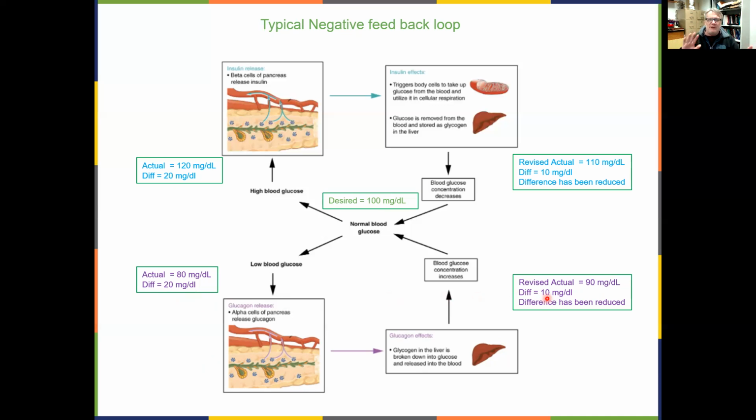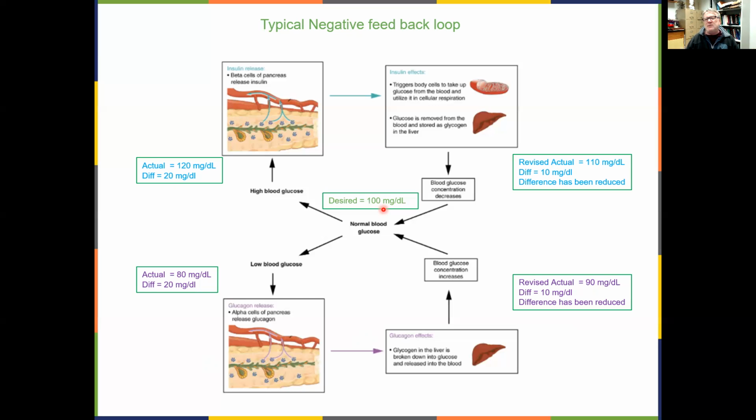So don't think about either one as being positive or negative. They're both negative, okay? Because we're making the difference smaller and smaller and smaller until eventually, as the liver continues to convert glycogen back into glucose, we're going to come back up to the desired 100 milligrams per deciliter. So a healthy pancreas is able to maintain a very stable level of blood glucose even when you're eating and when you're not eating. So throughout the day, you don't get much variation.